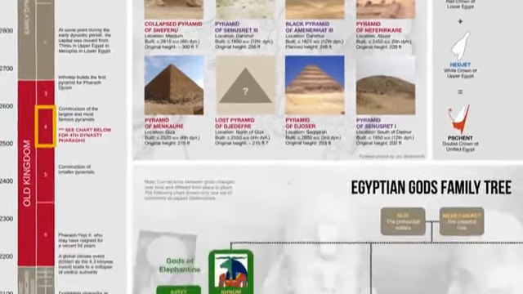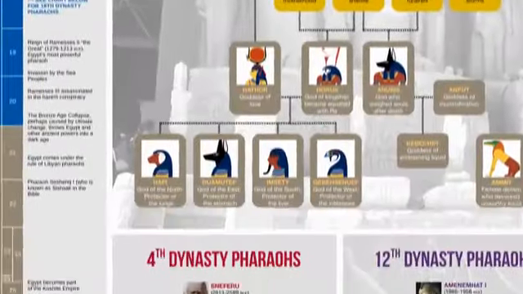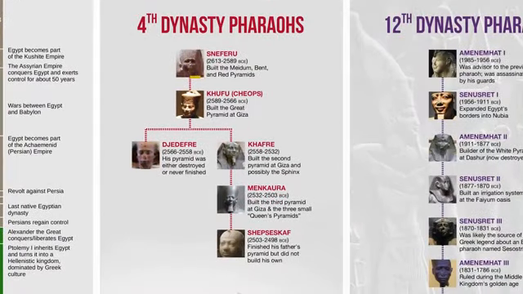At this point, let's go down to the bottom of the chart, where I have some family tree diagrams. You can see here that Sneferu was the father of Khufu, who was the builder of the largest pyramid of all, the Great Pyramid at Giza. Khufu was followed by two of his sons, both of whom also built large pyramids. However, only the pyramid of Khafre exists today.